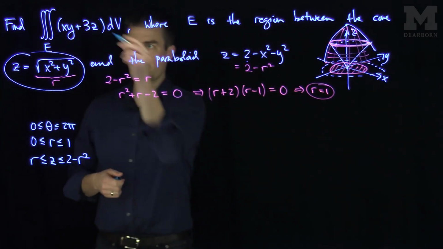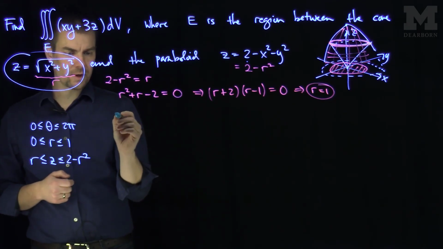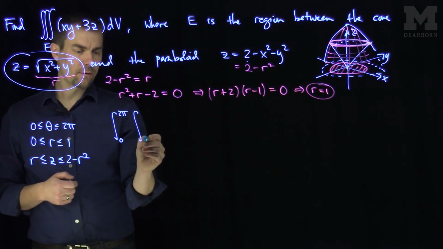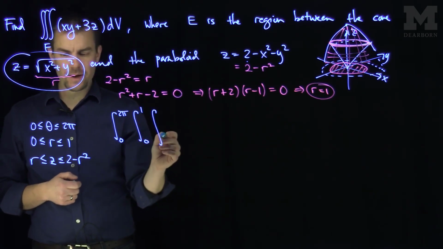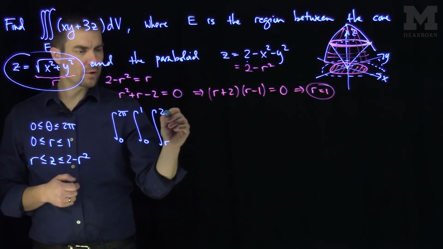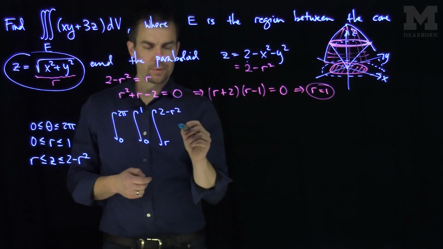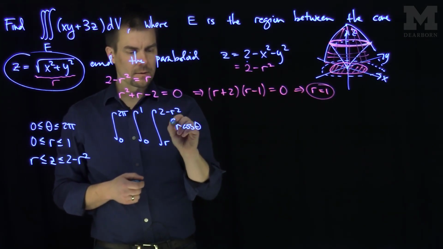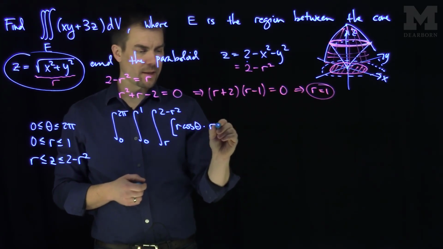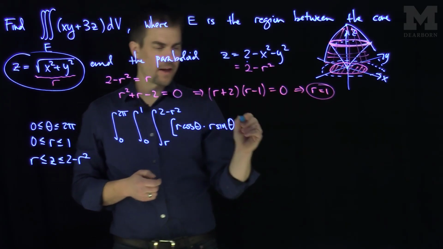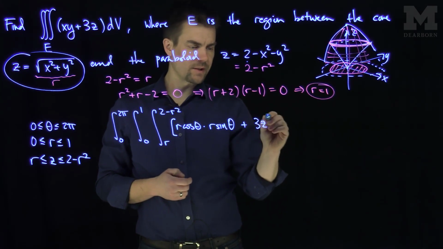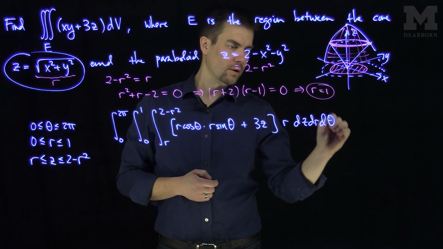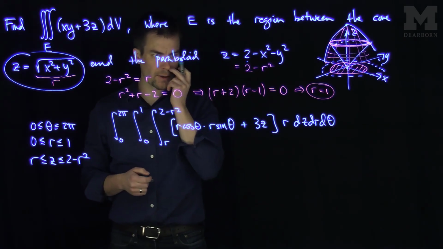So now we can change our problem into cylindrical coordinates. We'll have the integral from 0 to 2 pi for our theta. We'll have the integral from 0 to 1 for our r. And then my z will go between r and 2 minus r squared. I replace x with what? x is r cosine theta. y is r sine theta. And then z is just itself, 3z. And we have an r dz dr d theta, which is our Jacobian term for our differential volume element.